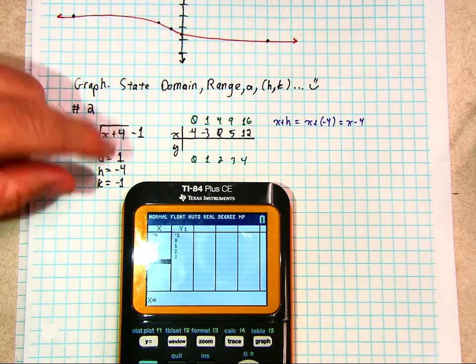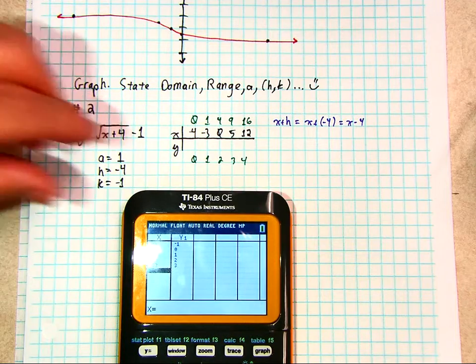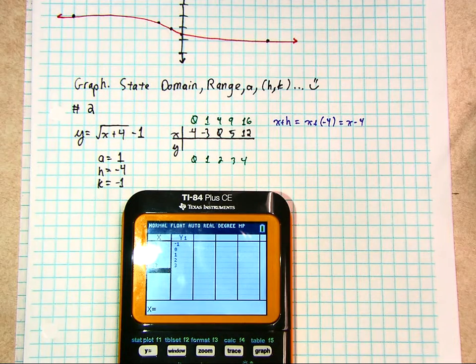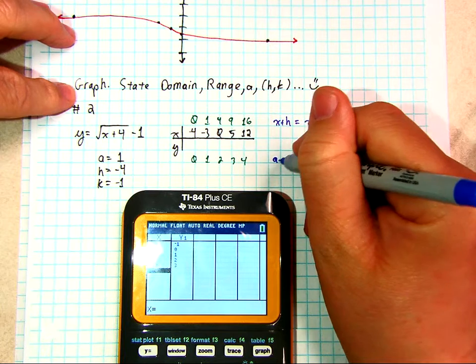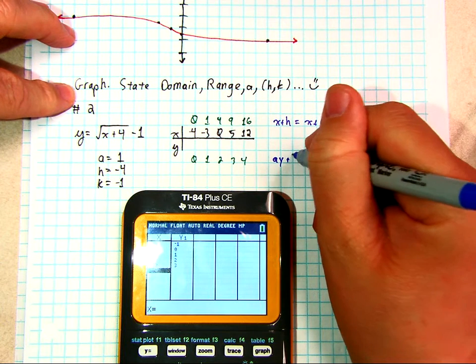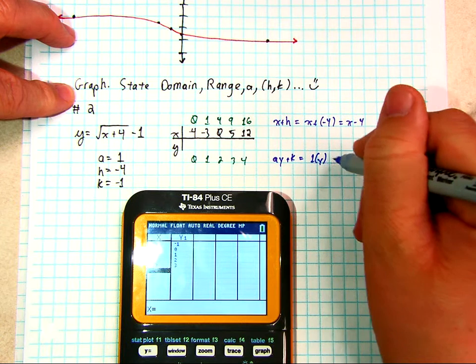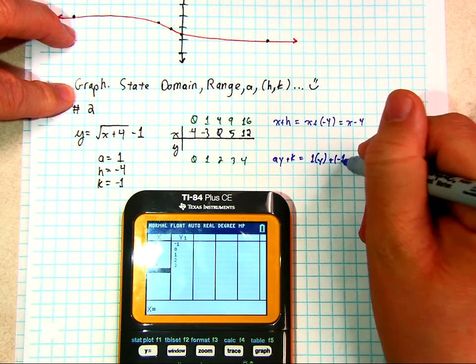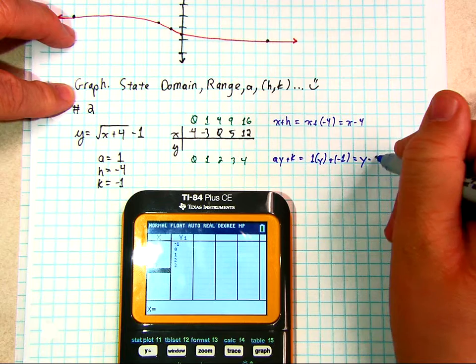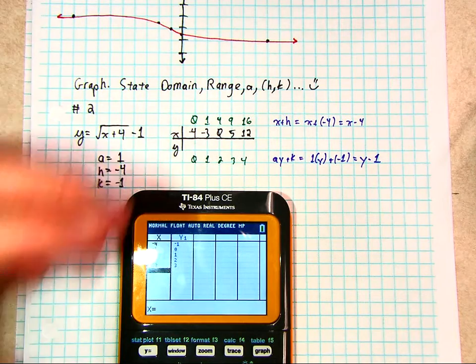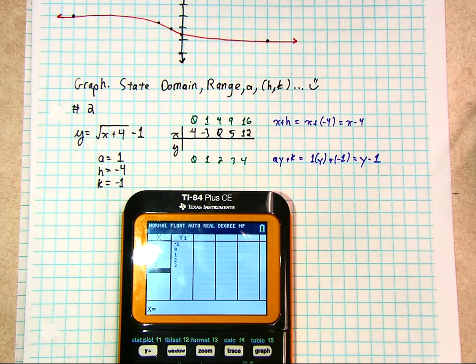Now, when I look, I remember that we have that little equation out here, ay plus k, which in this case, a is 1, so I get 1 times y, plus negative 1, so really it just tells me y minus 1. And if I double check, sure enough, I get that.